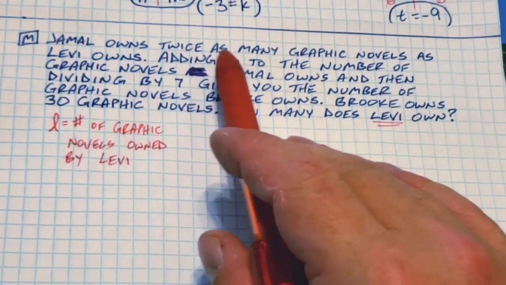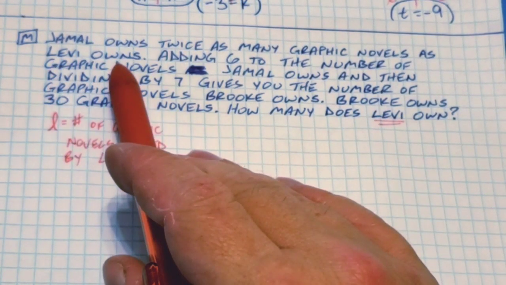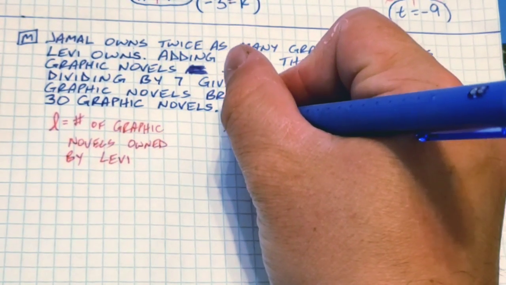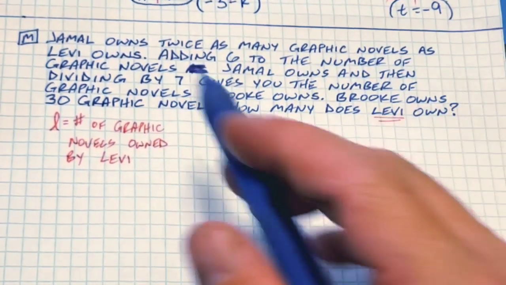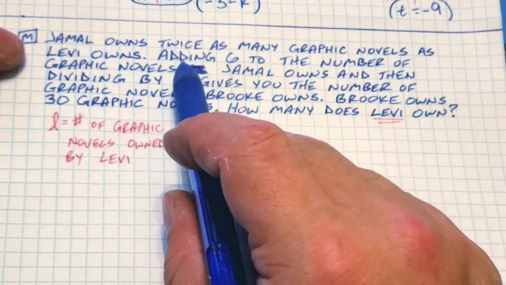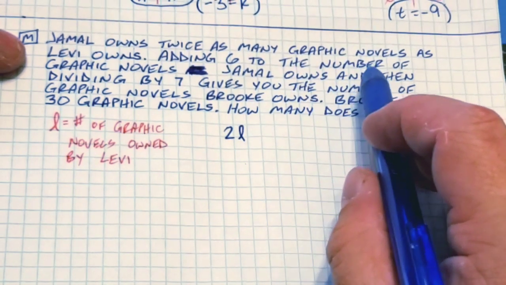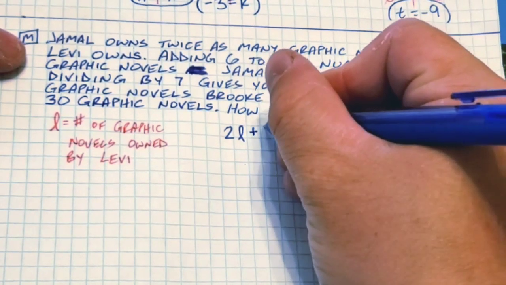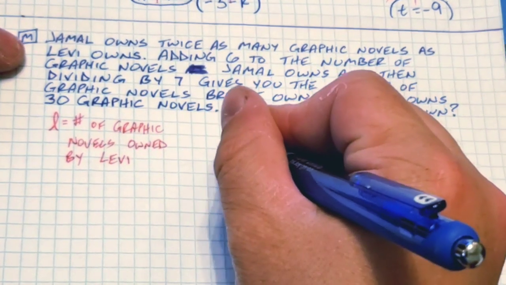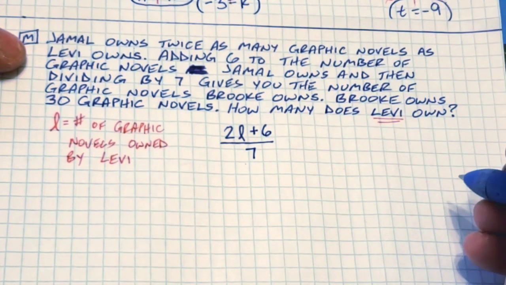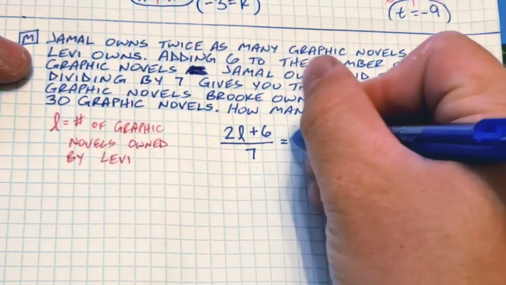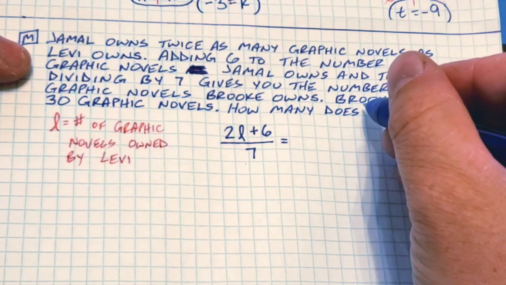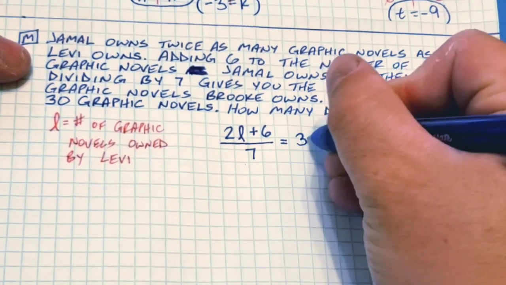Jamal owns twice as many graphic novels as Levi owns. So if Levi owns L, how many does Jamal own? He owns 2L, twice as many as Levi. All right, adding 6 to the number of graphic novels Jamal owns. Well, isn't this Jamal? So adding 6 to that and then dividing by 7 gives you the number of graphic novels Brooke owns. Well, then it goes on to tell you that Brooke owns 30, so this equals 30.